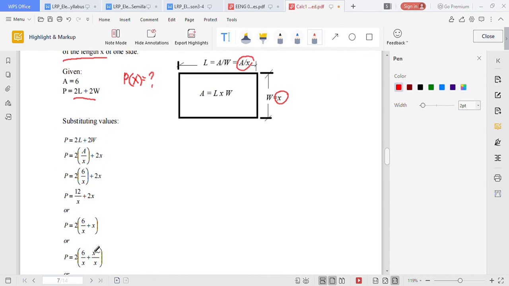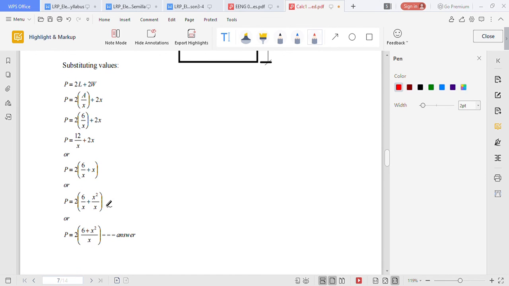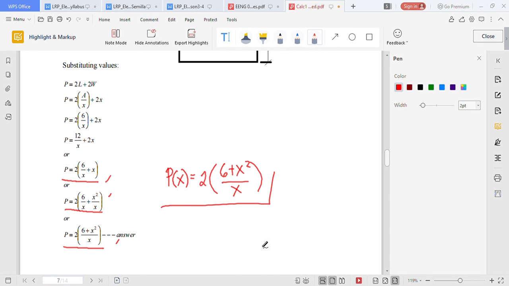Simplifying this further, we can have several answers. We have P equals 2 times 6 over x plus x, or P equals 2 times 6 over x plus x squared over x, or P equals 2 times 6 plus x squared over x. These are all the same, so those are all correct. Meaning we can express P of x equals 2 times 6 plus x squared over x. And this is now the answer to the problem.